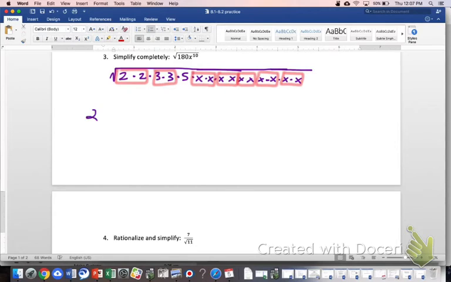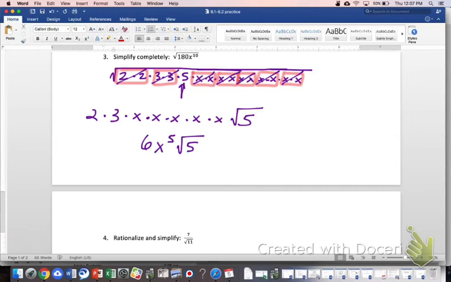So the 2's come out as a single 2. The 3's come out as a single 3. And then all the x's. There's a pair of x's coming out as a single x, another pair coming out as a single x, so on and so forth. And you're going to find, of course, that there are 5 pairs of x's. And so that means I'm going to have x times itself 5 times on the outside. There's only a single factor that didn't have anything to pair with, and of course, that's the 5 right there. And so that's left over inside the radical. To simplify this all the way through, 2 times 3, of course, is 6. It'd be 6x to the 5th times the square root of 5.